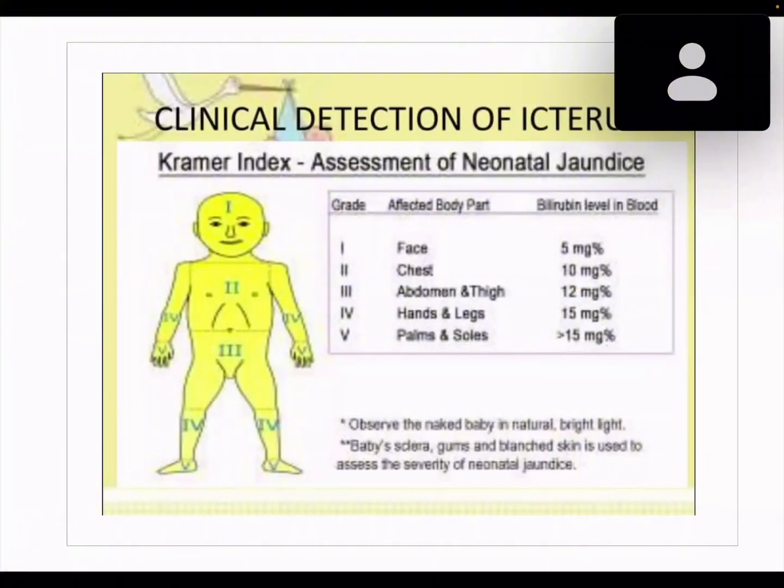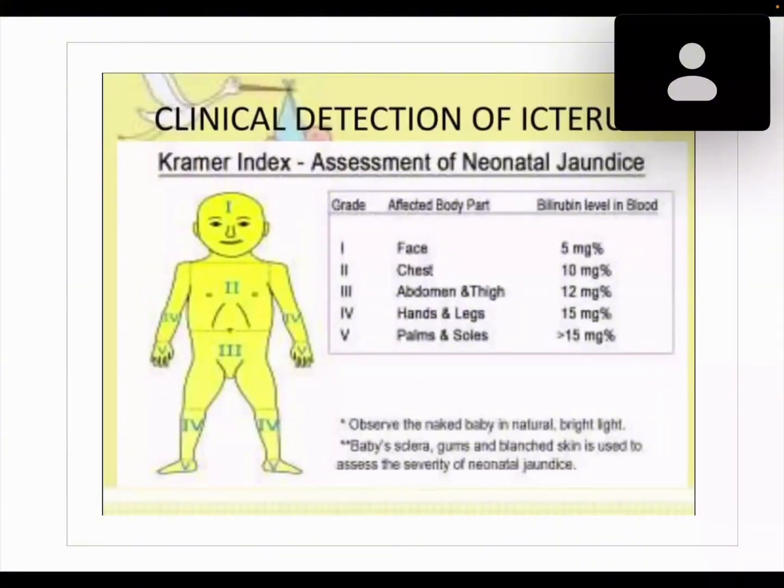So why do we do this? We usually take the infants and check them in natural light, because we don't want our judgment to be clouded when using fluorescent lights. You use natural sunlight, so you can observe the baby under natural sunlight.